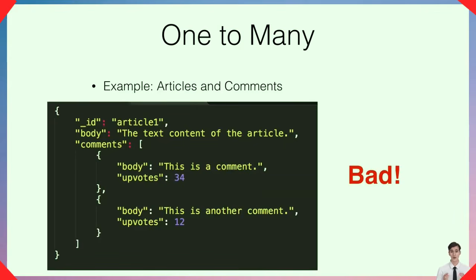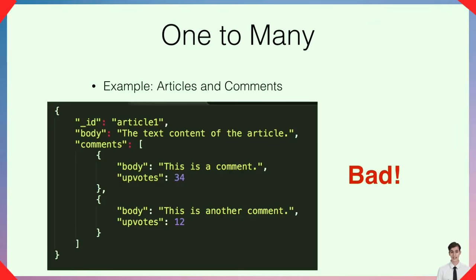One-to-many relationships can become a little more complicated. Say you have a newspaper website where you have articles and comments. Here's an example of a poorly defined relationship between articles and comments. Here's a whole article object, and it has a comments array. So all the comments on the article are nested inside of the object.